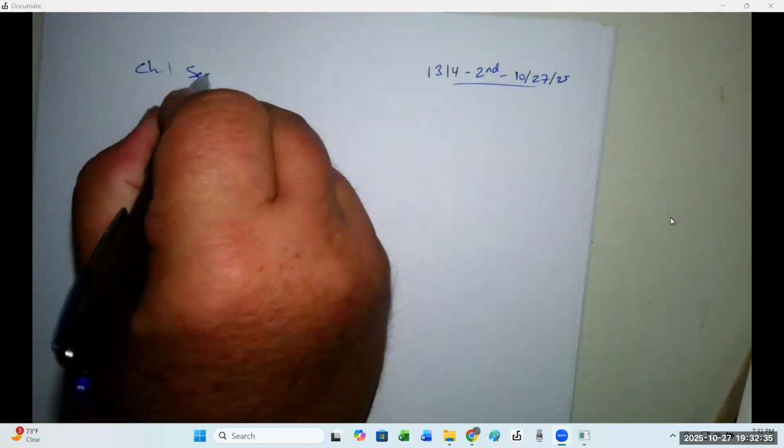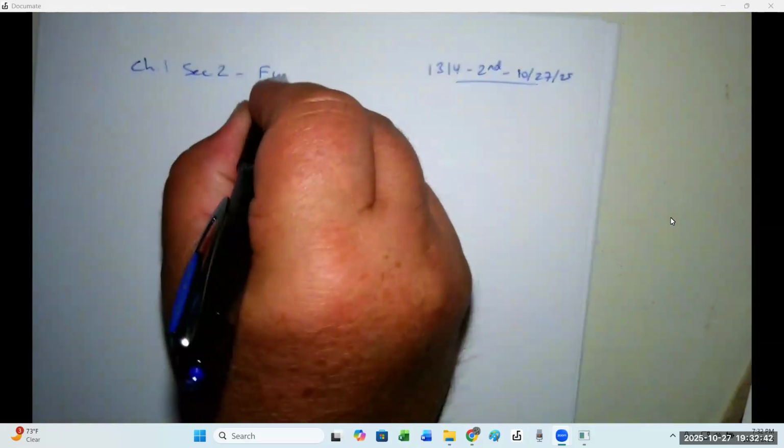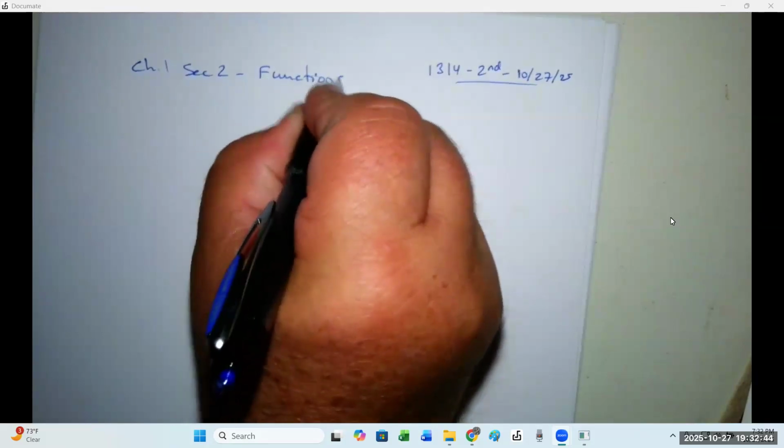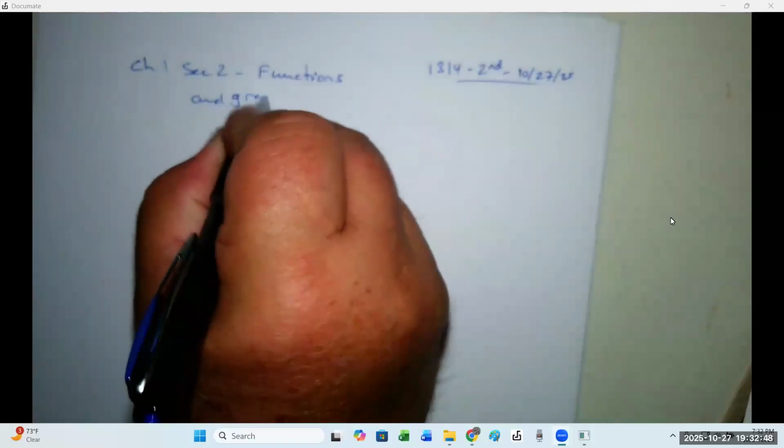10, 27, 25. This is chapter 1, section 2. Functions and graphs.